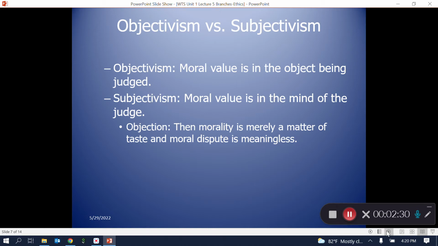The subjectivist, on the other hand, says that this is merely my judgment and is a statement of my disapproval. A primary objection to subjectivism is that if morality is subjective, then morality is merely a matter of taste. And if it's merely a matter of taste, then moral dispute is as silly as arguing about whether chocolate chip cookies taste good.